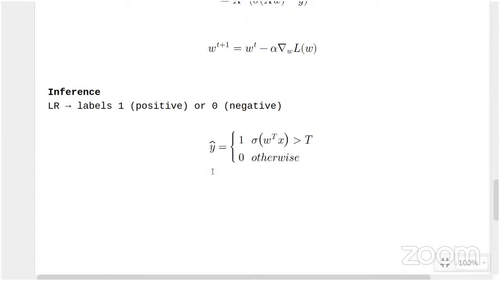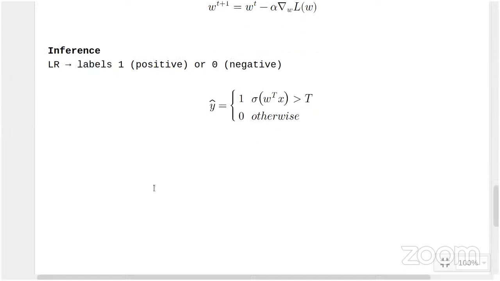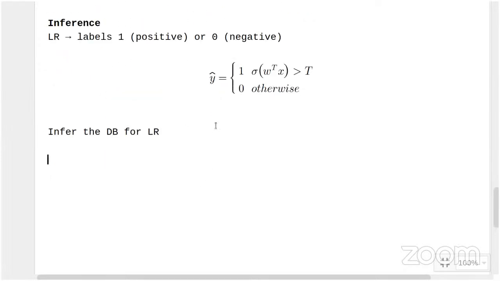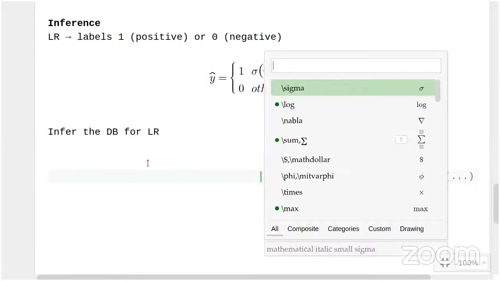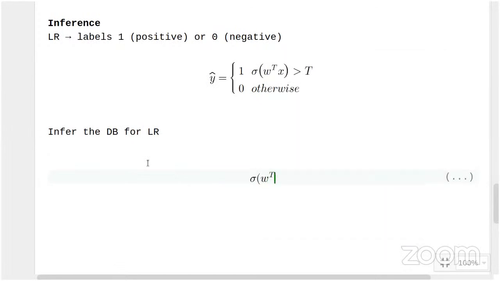Sir, do we form a boundary line, like a decision boundary, in the case of logistic regression? Yeah. So now, if you want to infer the decision boundary for LR, how do you do it? You look at it this way. The question is, when do you classify a point as 1, and when do you classify it as 0? Whenever the probability is greater than the threshold, you call all those points 1.